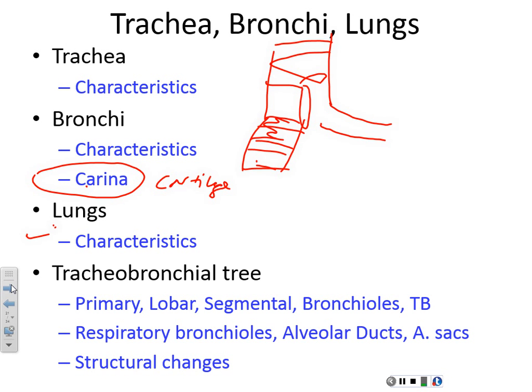You know how many lobes on the right? 3 and 2. Okay, we got that. So you know the tracheobronchial tree and how it splits up into the primary, the lobar, the segmental, and the bronchioles, the terminal bronchioles, respiratory bronchioles, and so forth, and how it's divided up, and then alveolar ducts and sacs.